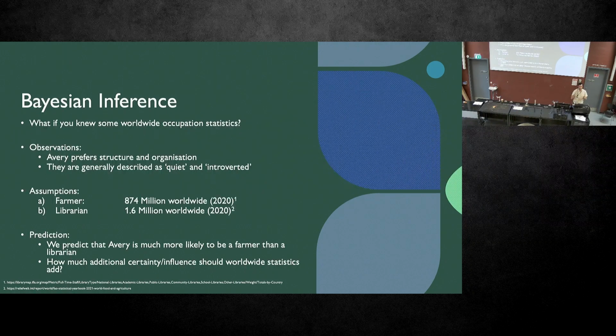So once we take into account this new prior information that we have, we might then update our prediction, our model, to then say, well, based on this, Avery is more likely to be a farmer. But then this introduces another question. These are worldwide international statistics. How much certainty do we want these international statistics to introduce into our predictions? How much influence do we want these priors to have?